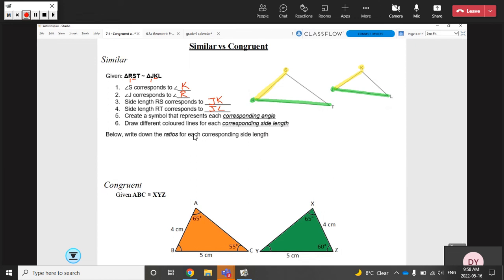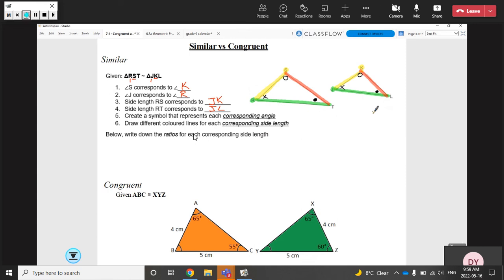And if that's the case, then this last side length must correspond with that last side there. Okay, they want us to create little symbols in here to show the corresponding angles. So how about we do an X for this angle down here, an O for this angle up here, and then a colored in O for this angle down here, just to show that they all correspond to one another.